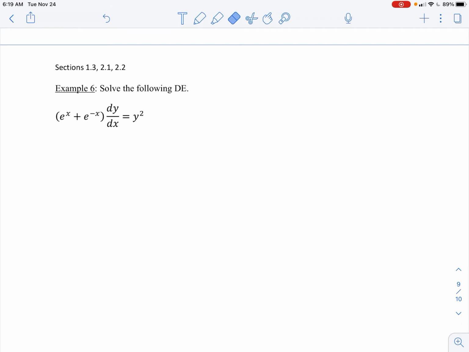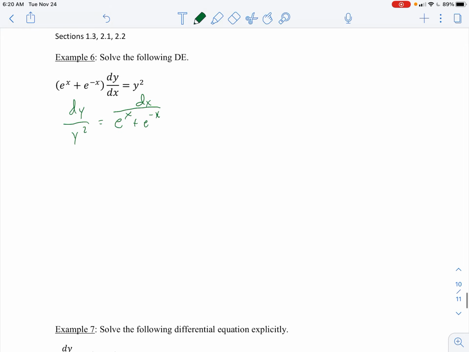When we do that, we're going to get dy over y squared is equal to, and then we have e to the x plus e to the negative x in the denominator times dx. Now, on the left-hand side, that's not hard to integrate. We can go ahead and make that y to negative 2 dy. Integrate the left side. When we do that, we're going to get negative 1 over y.